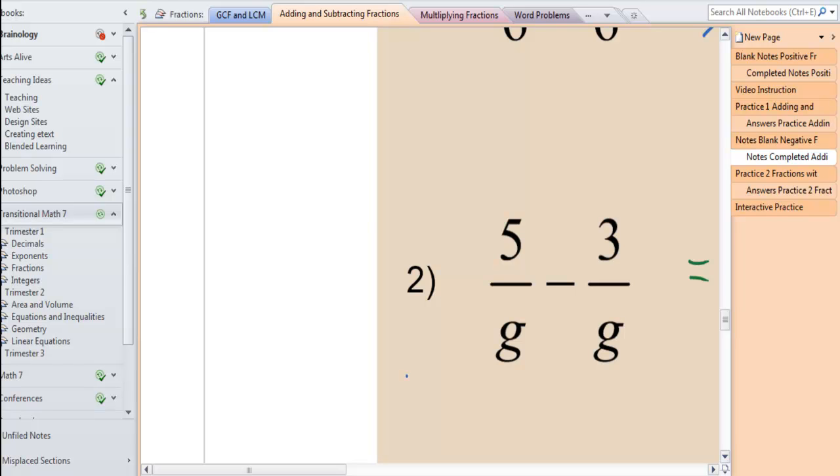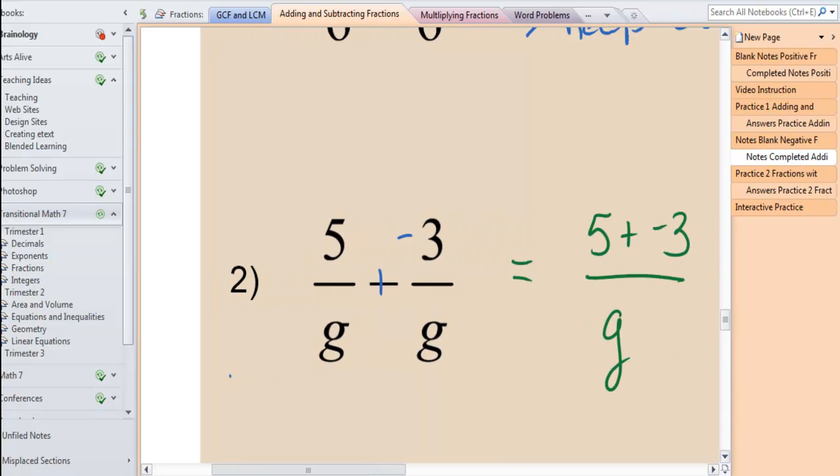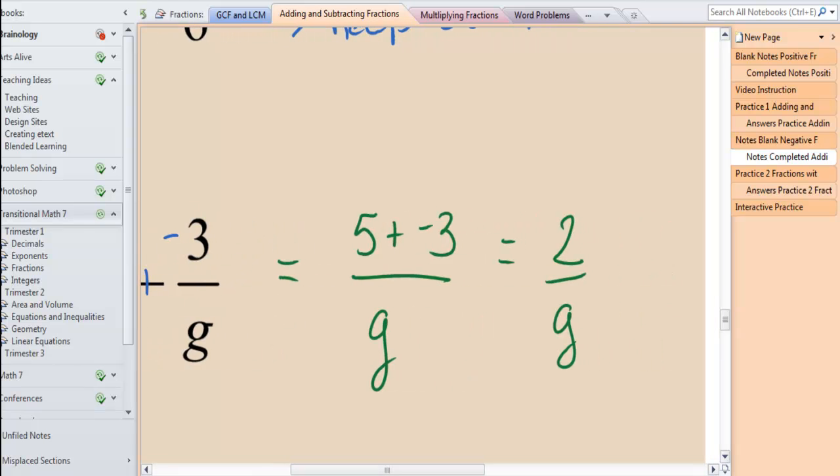And number 2, you're going to do the same thing. Keep your denominators, subtract your numerators, but change it to addition first. Give that one a try. You should end up with 5 plus negative 3 in your numerator, g in your denominator, so you end up with 2 over g, since 5 and negative 3 are like terms, so we can go ahead and add.